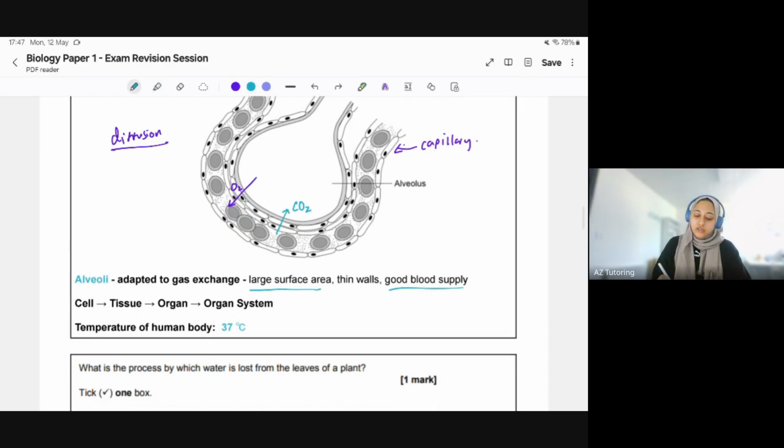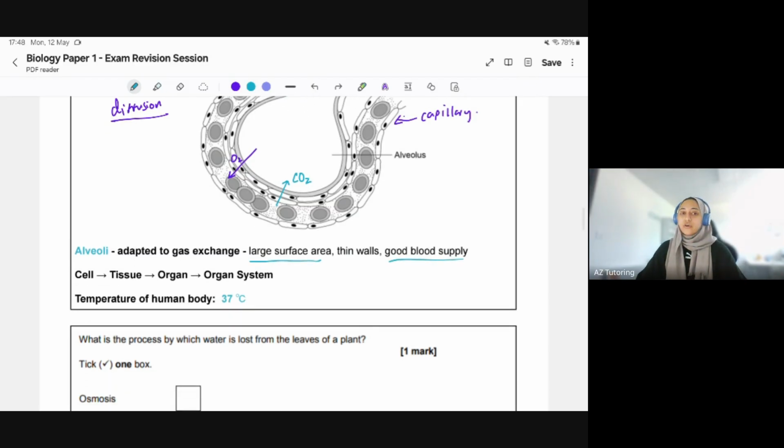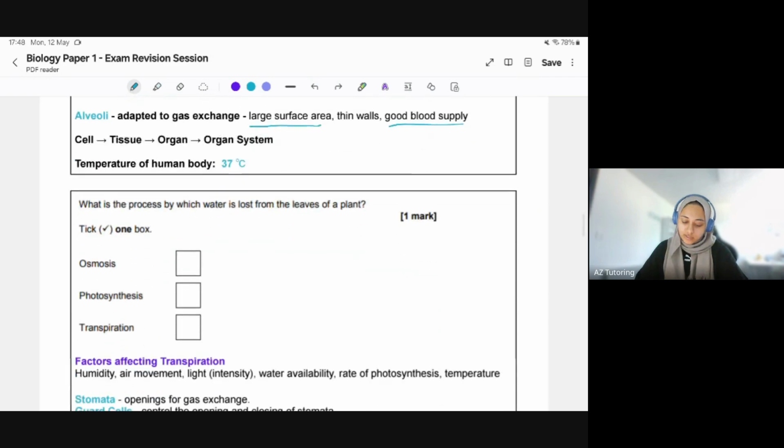Make sure you know the order of organization. Cells, loads of cells together make a tissue, loads of tissues together make an organ, and those organs together give an organ system. So you've got the digestive system. In the digestive system, we've got our small intestine, large intestine, stomach, pancreas, and so on. In the circulatory system, we've got the heart, all the blood vessels, and so on. So different organ systems are made up of different things.